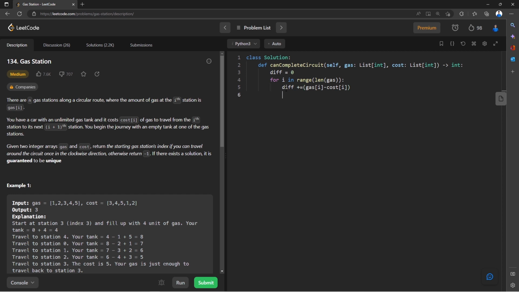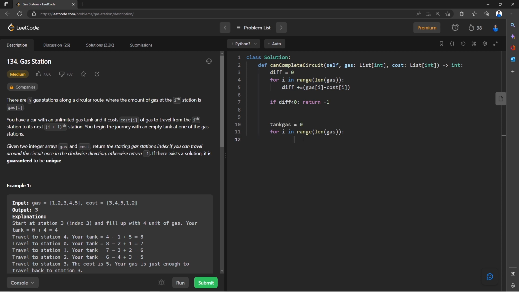So if difference is less than 0, that means you can't complete, so return -1. If it is not the case, that means we have a solution, right? So we can find a solution. So we are going to again start from the very first index, for i in range of length of cost. Now guys, before moving to this loop, we are going to declare one variable that is going to tell us the gas. So we are going to say tank gas, which is initially 0, as we have discussed in the question as well.